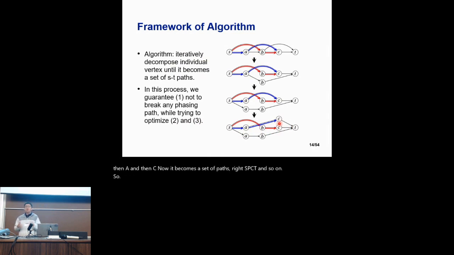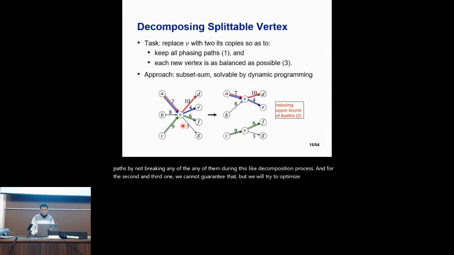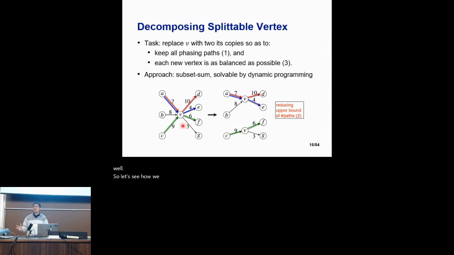Remember, we have three objectives to optimize. That is a really ambitious goal. We can only guarantee the first one, and we will guarantee it: to preserve all the phasing paths by not breaking any of them during the decomposition process. For the second and the third ones, we cannot guarantee them, but we will try to optimize them as well. So let's see how we decompose individual vertices and how we take care of those objectives.